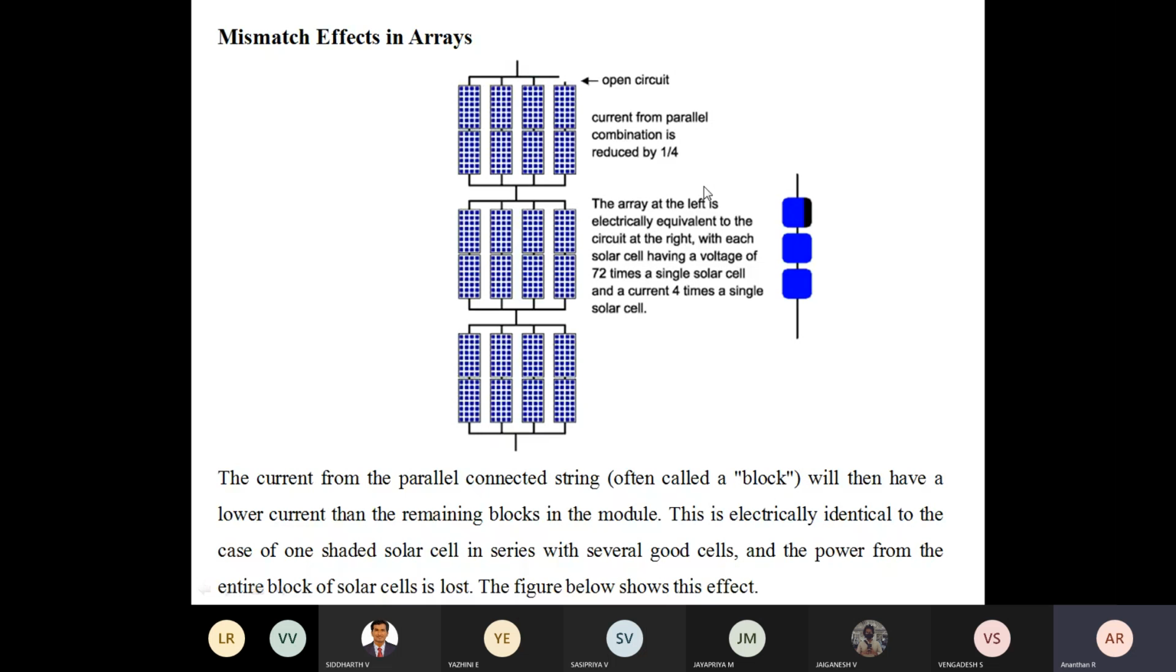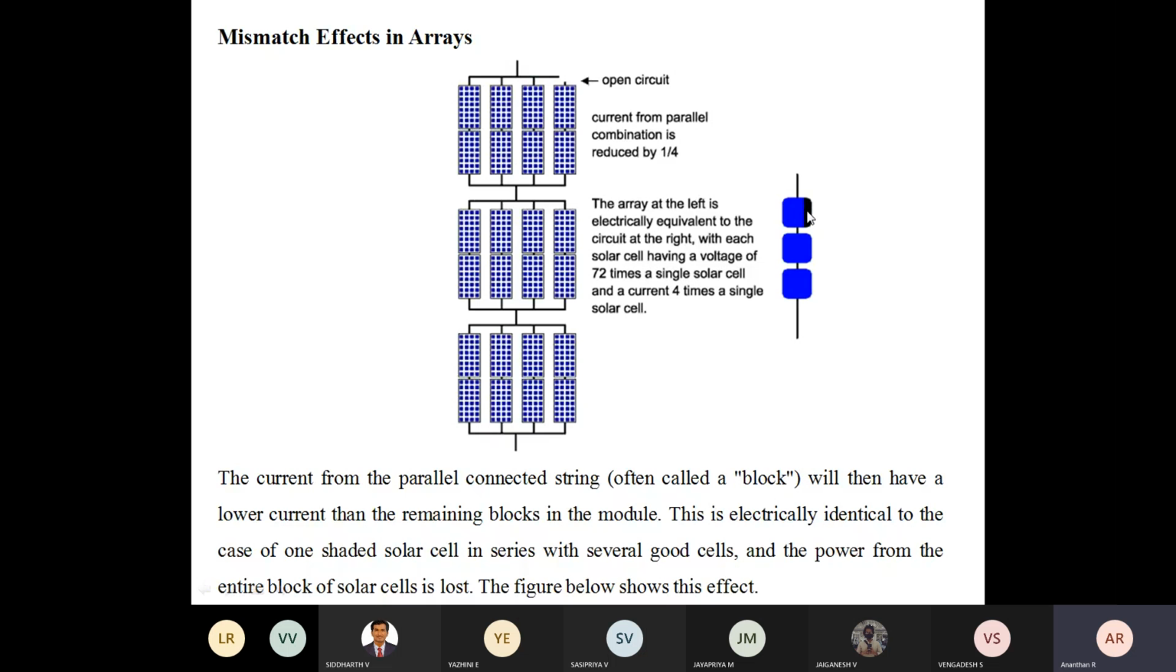If there is some effect in a single module, let us say the first string, we can call this a string, the number of arrays in the particular field. If you look at this string, there are some effects like this. There are some shades available in there.